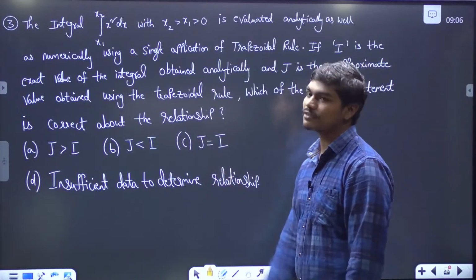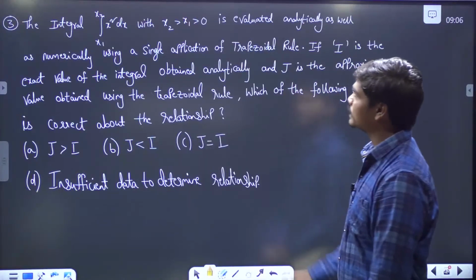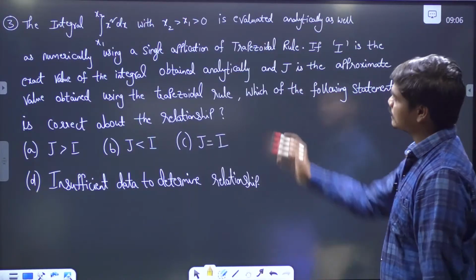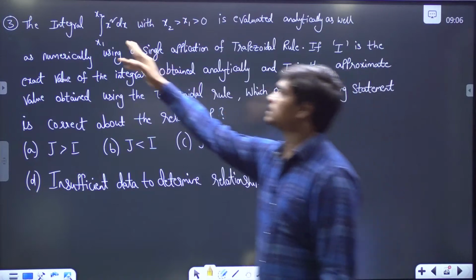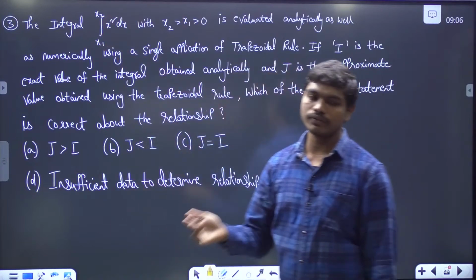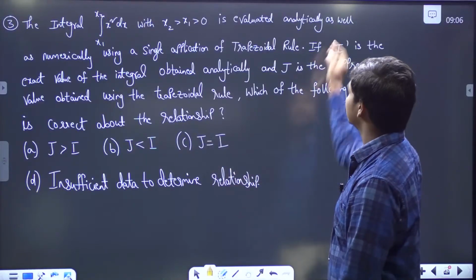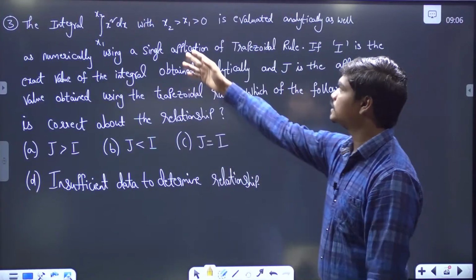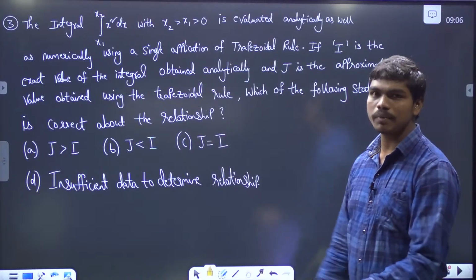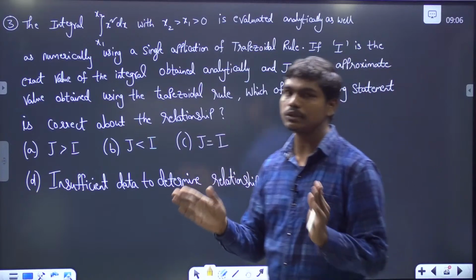The integral from x1 to x2 of x square dx, with x2 greater than x1 greater than 0, means both x1 and x2 are positive values of x. It is evaluated analytically as well as numerically using a single application of the trapezoidal rule. Single application means he did not divide it into subintervals.